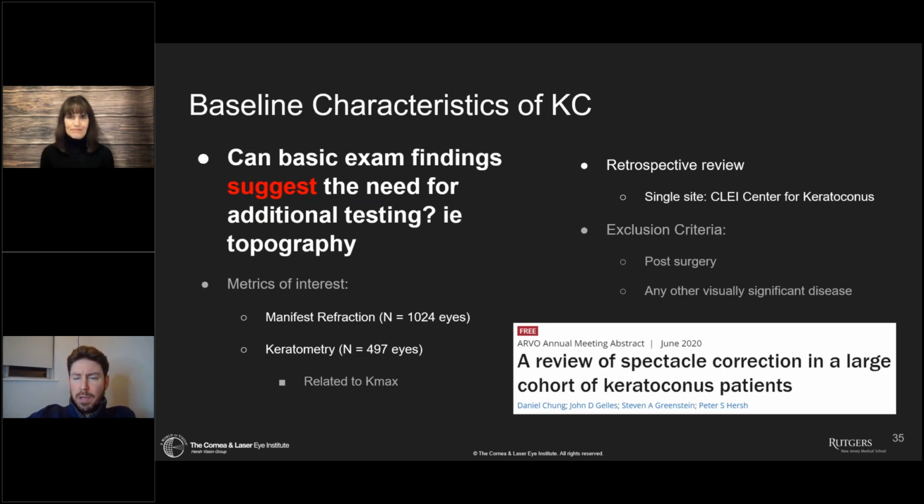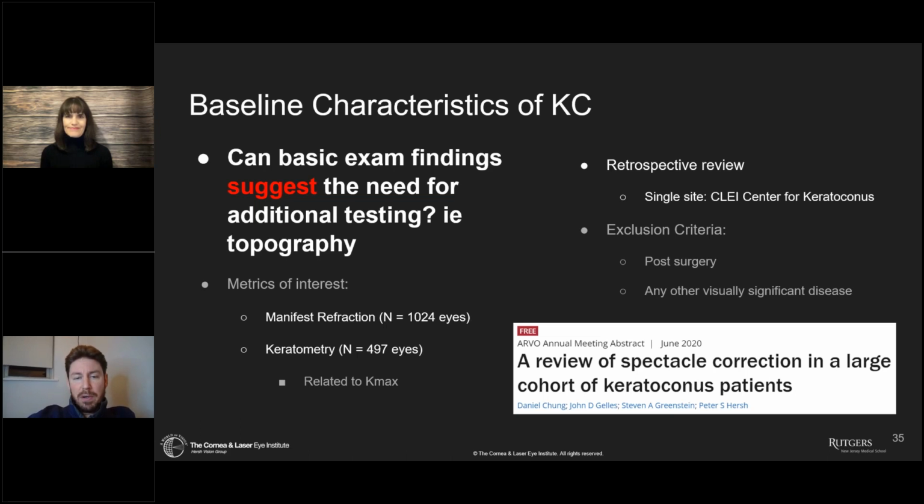One of the questions that we asked ourselves in our clinic, since we do a tremendous amount of work in keratoconus, was whether, in a retrospective review, there were any basic exam findings that may indicate an individual has keratoconus, or any trends within these individuals. So we wanted to look at basic exam findings that everybody would be doing during a typical eye exam. So we looked at manifest refraction and autokeratometry, and we related those back to their Pentacam measurements and their Kmax values, so their point of steepest curvature of their cornea.